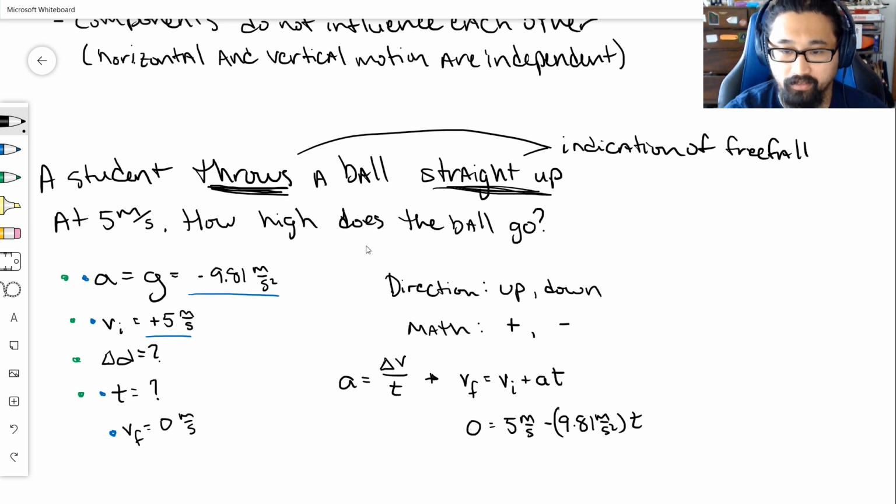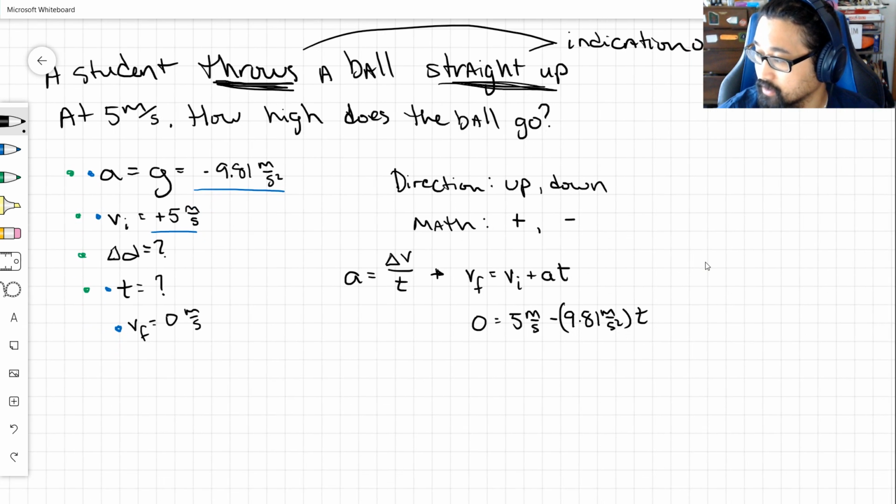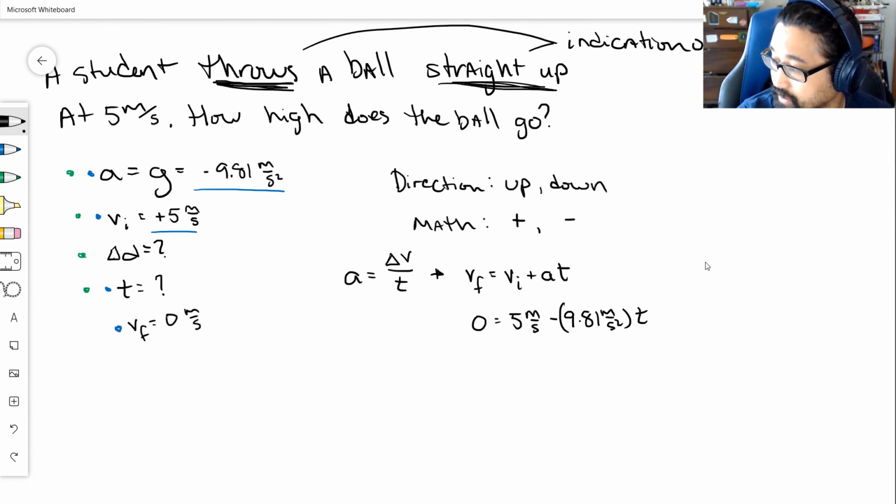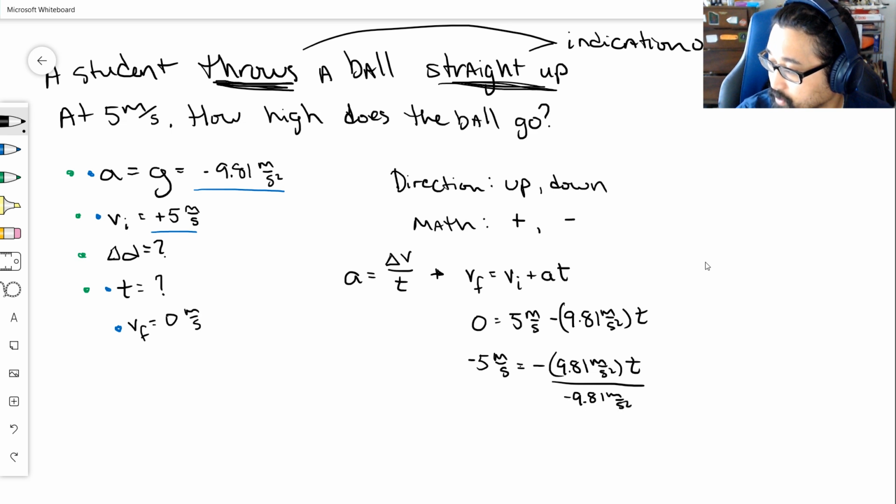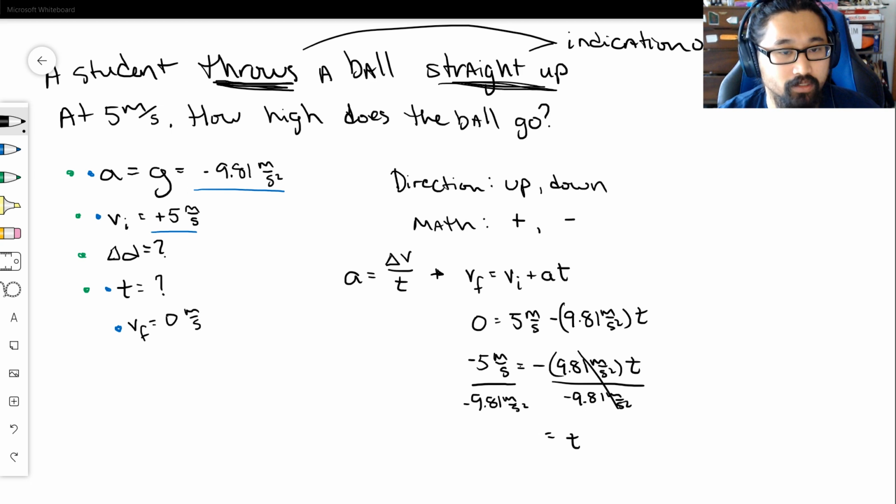Now you could say plus negative 9.81. I'm saying minus 9.81 because it means the same thing. So if I do this, then I have negative 5 meters per second equals negative 9.81 meters per second squared times time. Now divide both sides by negative 9.81 meters per second squared. That cancels, and this tells me that t is not quite 2. I'm betting it's like 1.8.